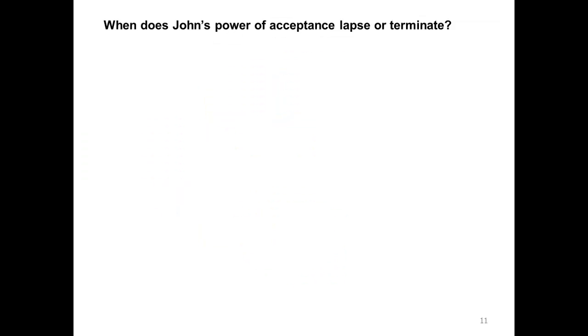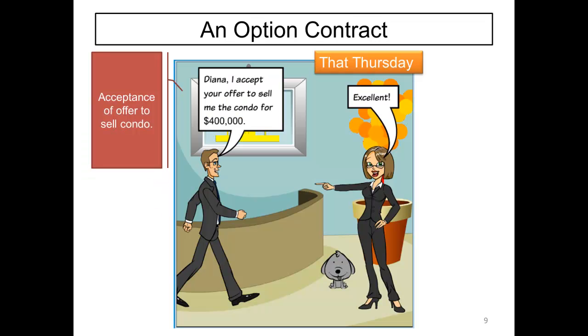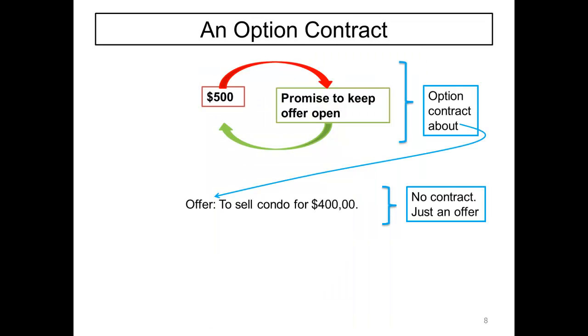Now you might ask, well, when does John's power to accept that internal offer lapse or terminate? And let's pop back a couple of slides. Remember, when there's just this option contract out there, that contract is formed. The $500 and the promise to keep the offer open create that contract. So what we're talking about is the power to accept the offer to sell the condo for $400,000. Not the option contract acceptance, because that's already happened. We're talking about the other offer.